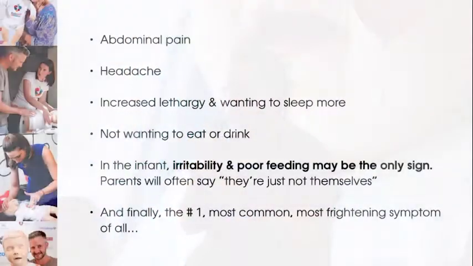And in the infant, because they can't tell us what's wrong, often irritability and poor feeding are the only signs you are going to see that something is wrong. And that's when we get parents coming up saying, I don't know what's wrong with my child. They're just not right. Something is not right with them. And as we've said, the number one most common frightening symptom of all is this one, and that's fever.